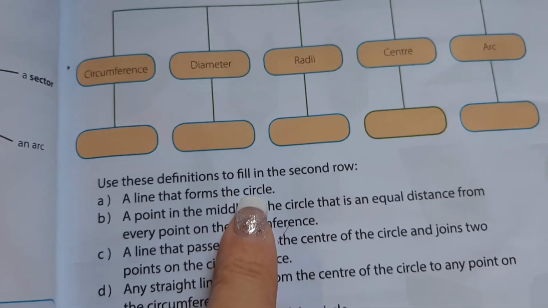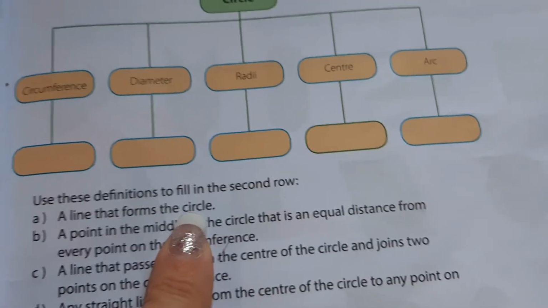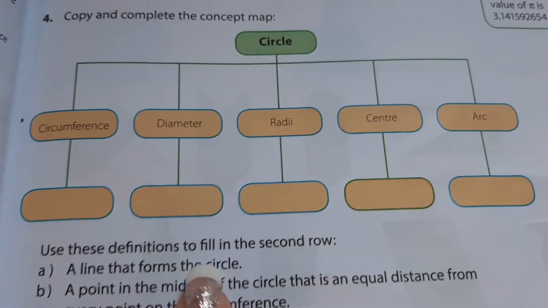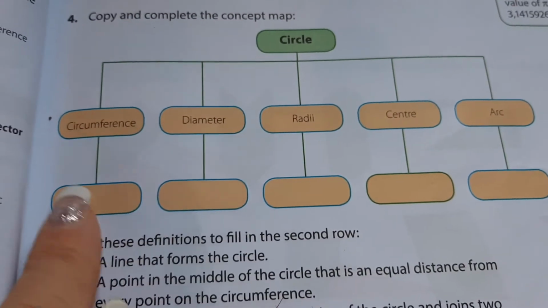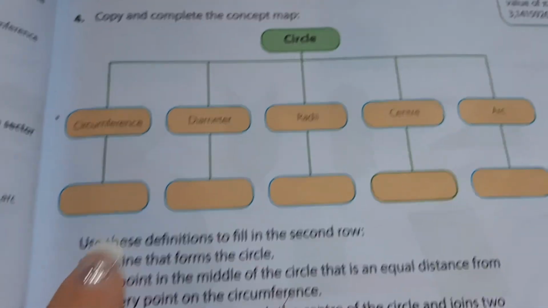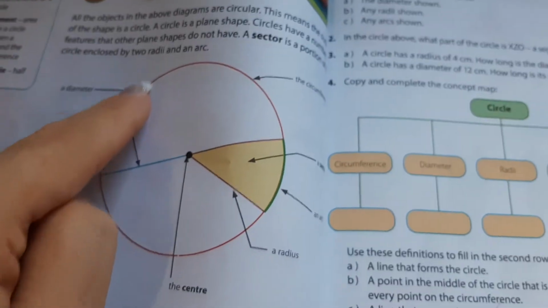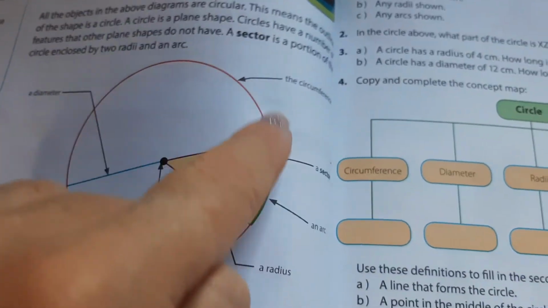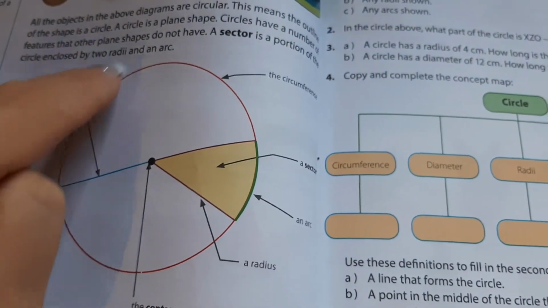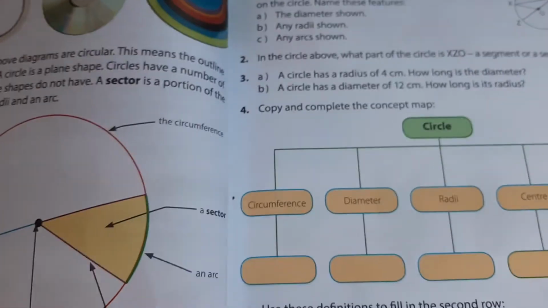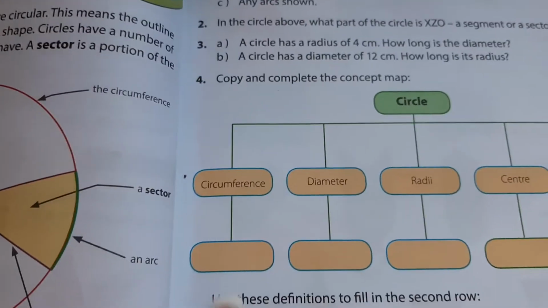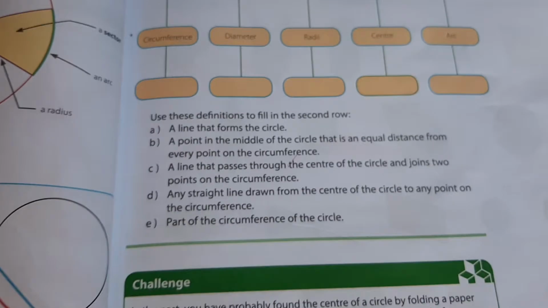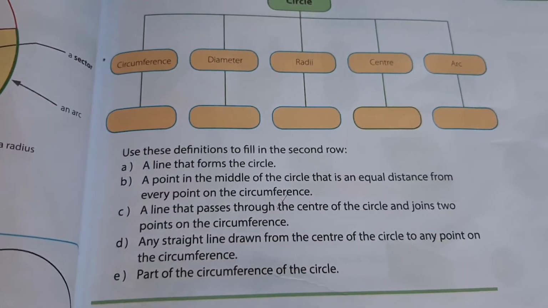A line that forms the circle. Which one would that be? I'm just going to help you with the first one. A line that forms the circle would be the circumference. Because if I draw a circle, there it is. I draw a circle, and I have done the circumference. So the first one, a line that forms the circle, is of course the circumference. Then you can do that exercise for me.